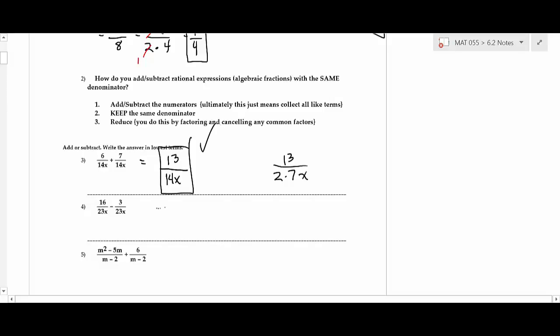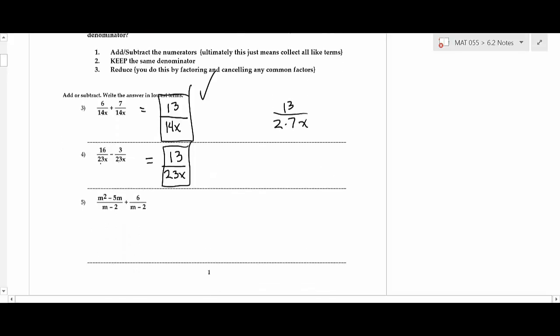The next one's very similar. You have the same denominator, so what do you do? Keep it. Don't touch it. Then you have 16 minus 3, which is 13. Is that done? Yep, 13 and 23 are both prime numbers. You cannot reduce 13 and 23. The only numbers that go into 13 are 1 and 13. The only numbers that go into 23 are 1 and 23. So that's it. Sometimes the problems are just that simple.